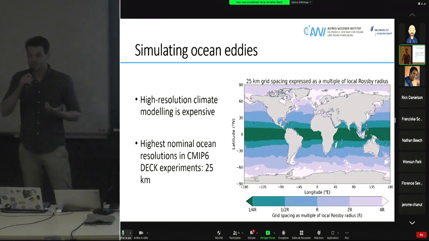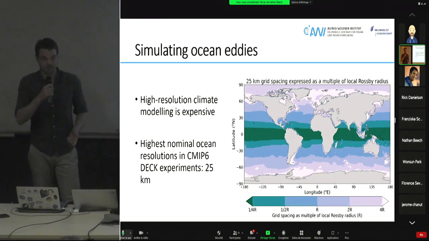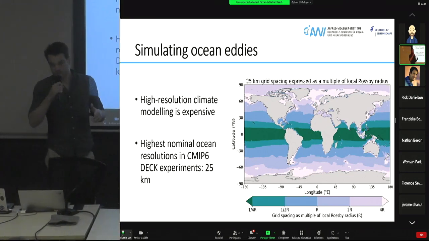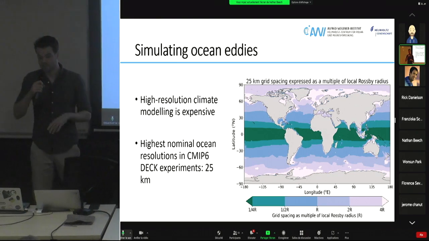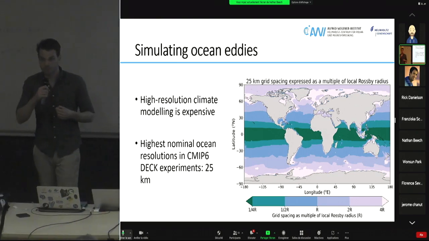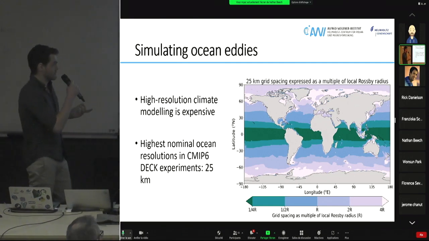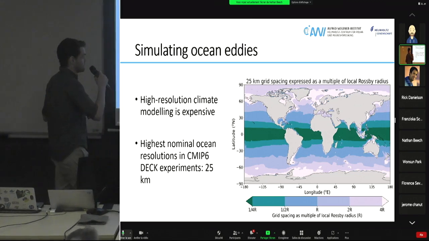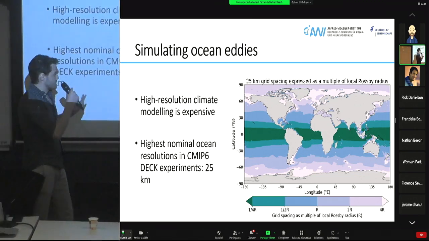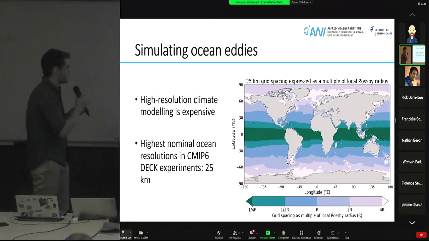To put that in the context of climate modeling, the highest nominal ocean resolutions in CMIP6 were 25 kilometers. Now, I know that a nominal ocean resolution doesn't necessarily mean that it's consistent everywhere, but we can use it as a jumping off point to see what a 25 kilometer grid resolution gets us in terms of the local Rossby radius. What you can see here is that outside of the tropics, we can't expect a grid like this to simulate eddies.